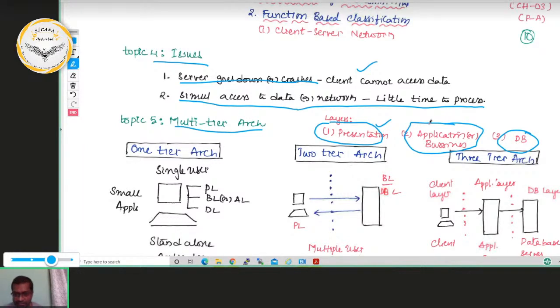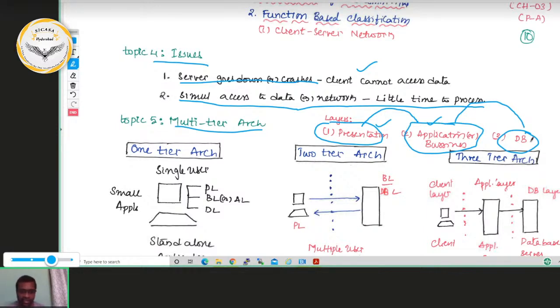Second is called the business layer. What do you mean by business layer? The presentation layer will send the data to the application layer, and internally the application layer will send the data to the database layer. It acts like a bridge between the presentation and database layers. And the last one is the database layer. Why do we require this layer? This layer is required for storing the data permanently. So these are the three layers which we require in order to understand multi-tier architecture.